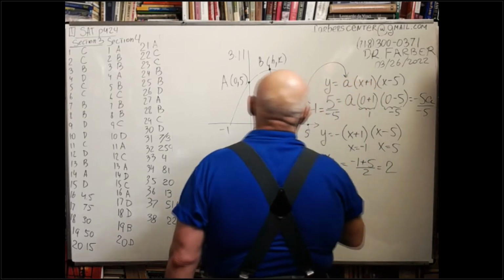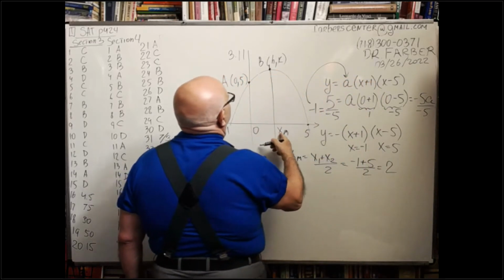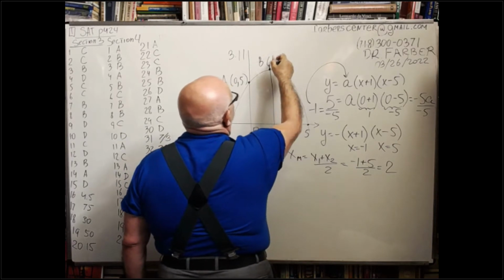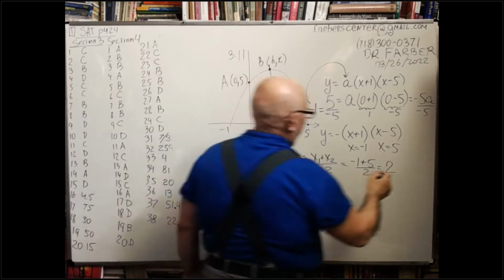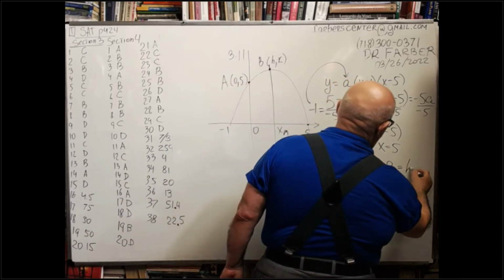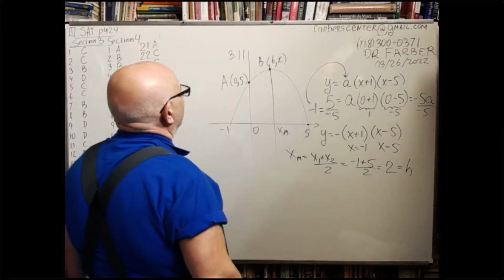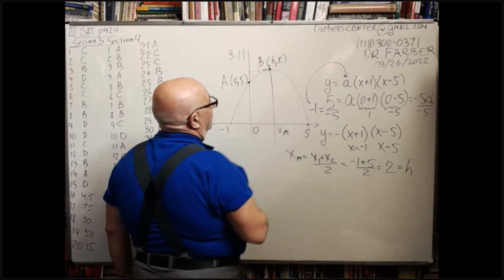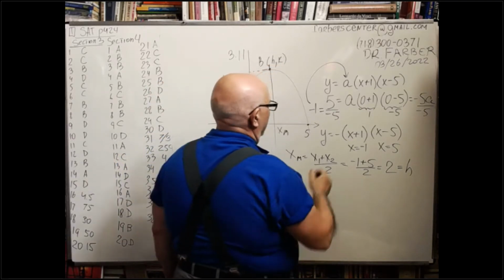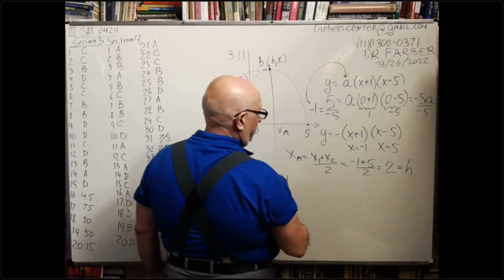So what is this xm? On the other hand, xm equals h, because h is the coordinate of this vertex. And this equals h. Now, how to find k? What is k? It is the y coordinate of point B. Take this equation and plug in x equals 2.